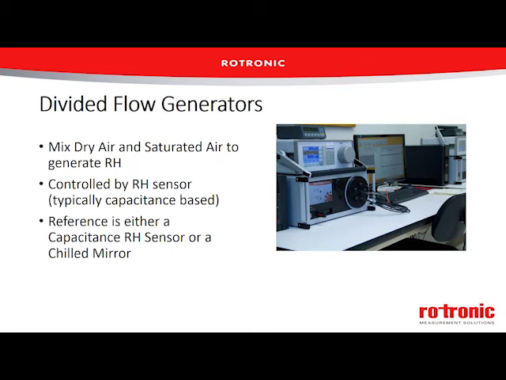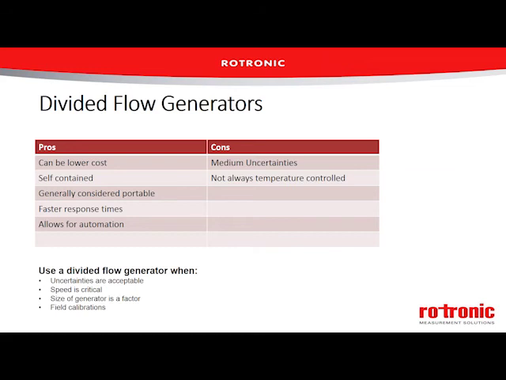Then the reference on them is either the capacitive sensor that's used to control them, or sometimes a chilled mirror could be used as the control sensor and the reference, or it could be an external chilled mirror to monitor these generators. There's a lot of these coming on the market now, and a bunch of them can be lower cost. So starting in several $1,000s, you can get a divided flow generator, but the range for them does go up quite high depending on the options and features selected.